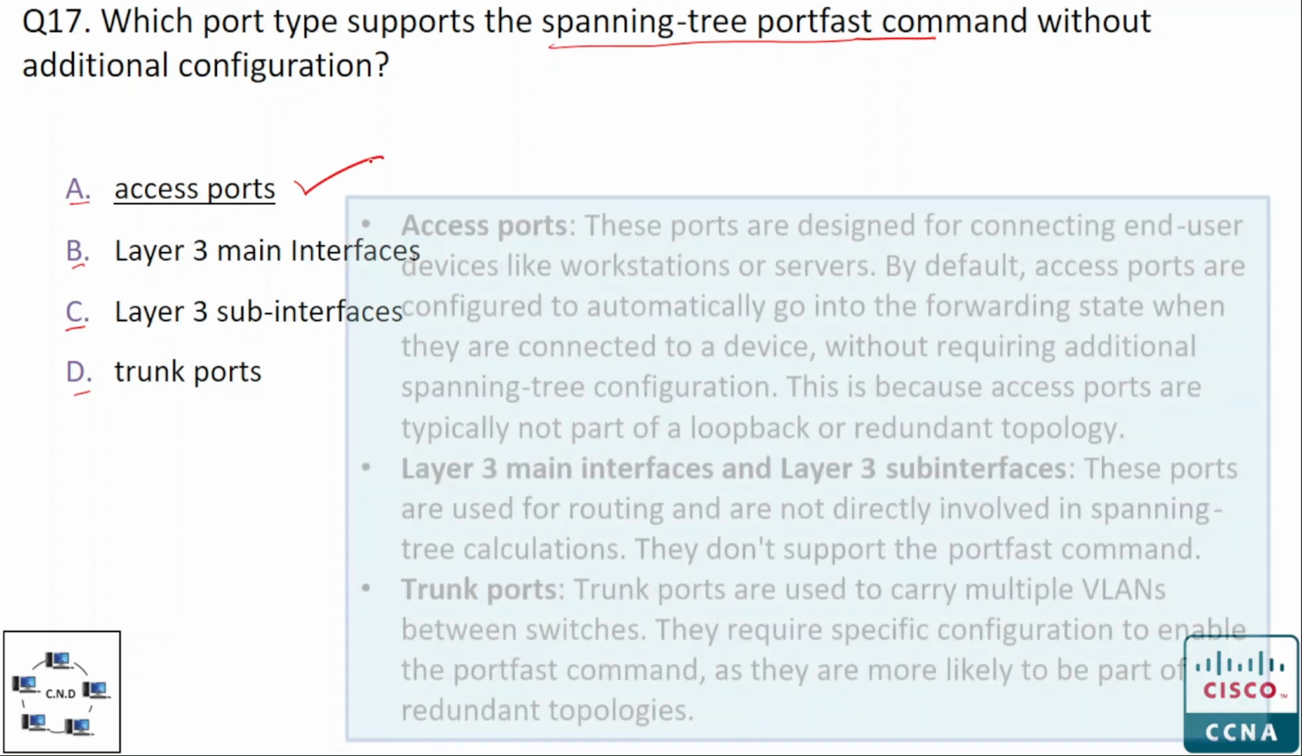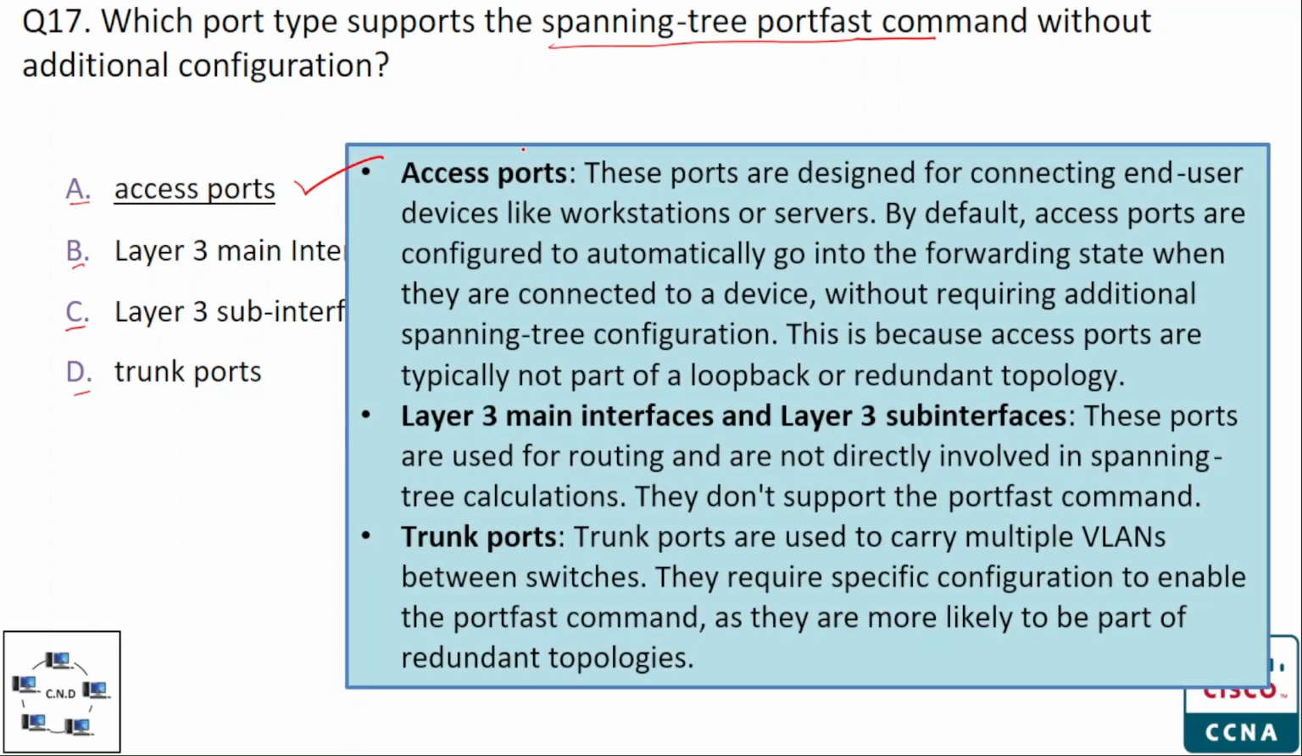option A access ports. So this is the explanation for all the options. The access ports are designed for connecting end user devices like workstations or servers. By default, access ports are configured to automatically go into the forwarding state when they are connected to a device without requiring additional spanning tree configuration.